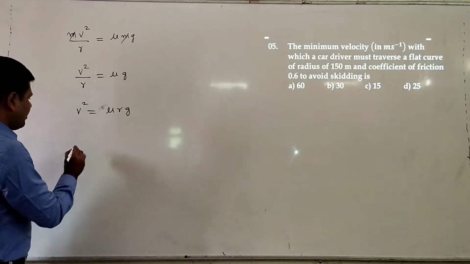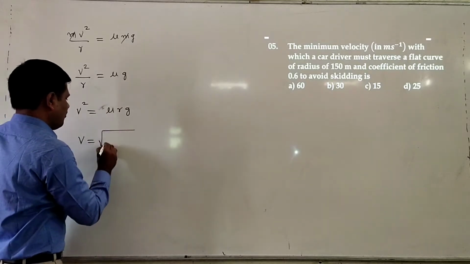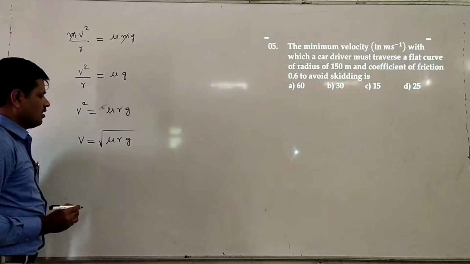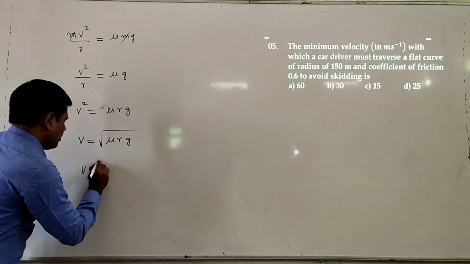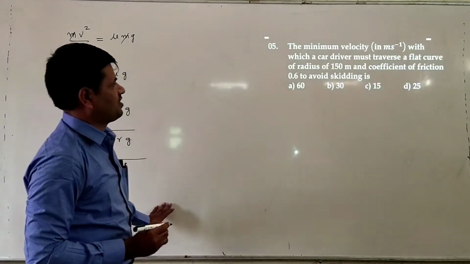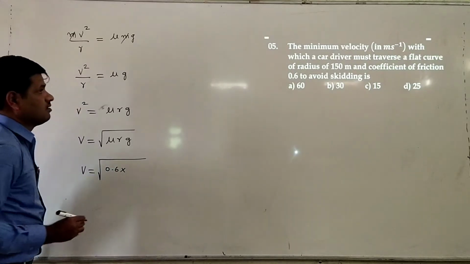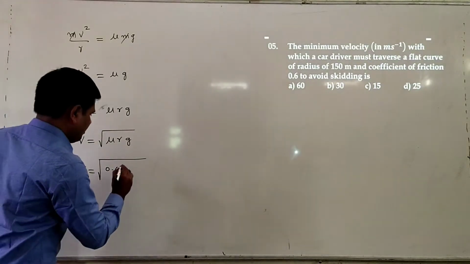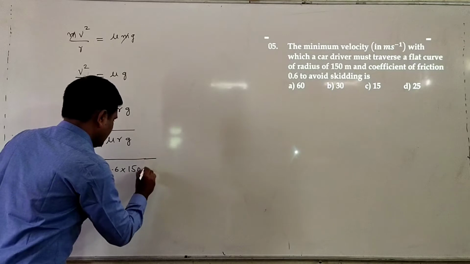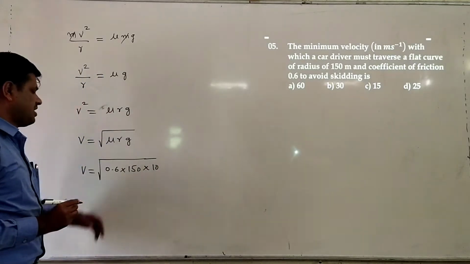Now what are we getting here? v is equal to the square root of mu r g. Now v is equal to the square root of what? Mu, the coefficient of friction, is 0.6. What will be the radius? 150. The acceleration due to gravity value is 10.